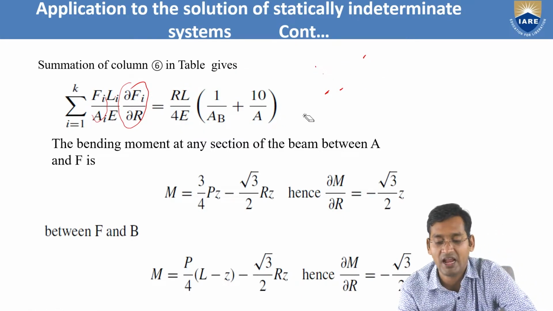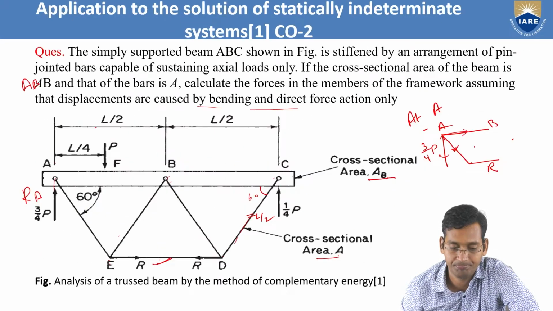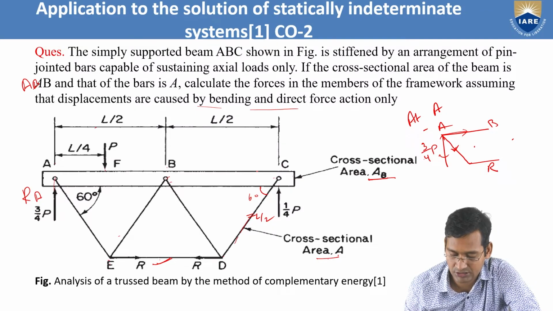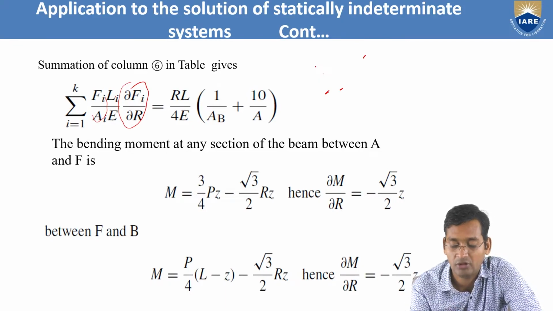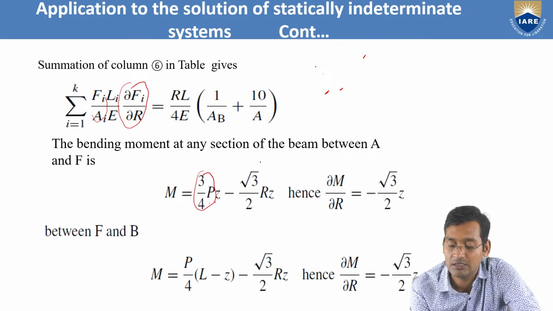Now the bending moment at any section of the beam between A and F. See the figure, right? First from A to F, then F to B, B to C, like that we have to find. So first A to F. So M will be what? 3 by 4 P, that we already got, that is the reaction at A, into Z, minus root 3 by 2 R Z. Now how minus root 3 by 2 R? R will be the force into Z.